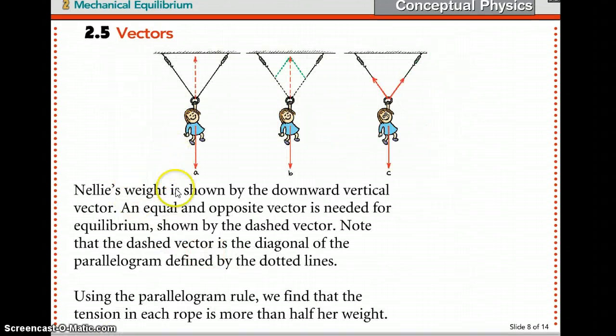And so what you can see now is that Nellie's weight is what is acting downward here. She's got some downward force, the weight that she's putting on these ropes, pulling down. And then here's our resultant. And so what you can end up seeing is that Nellie's weight and the resultant vector we get are actually the same. So using the parallelogram rule, we can find that the tension in each of these ropes, so you've got the tension over here, is actually more than half her weight because they're spread out a little bit. So when we start to spread things out like this, the tension is going to increase. This tension is going to increase.